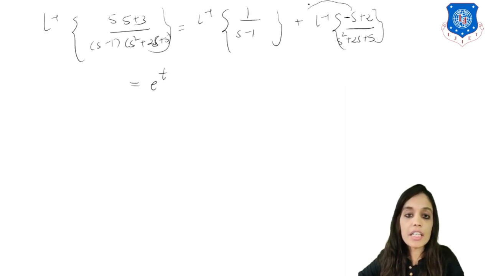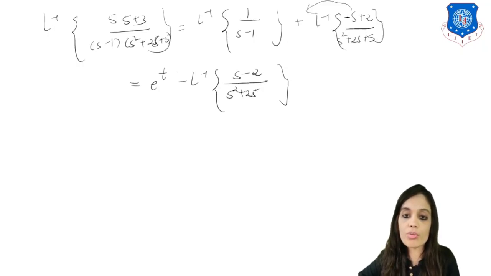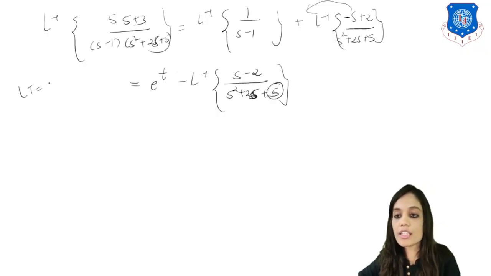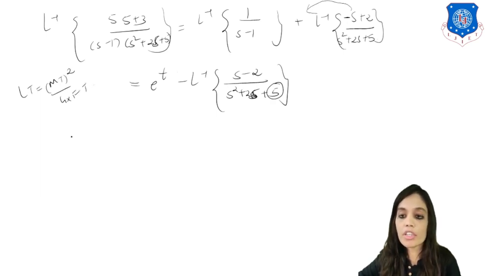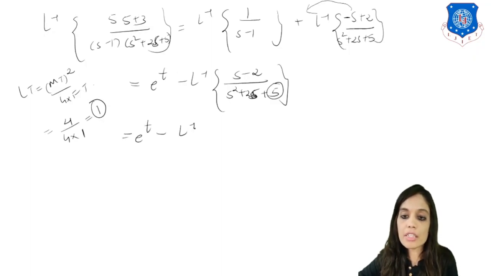Now we will firstly take out minus common, so Laplace inverse of what we will have? S minus 2 upon s square plus 2s plus 5. Done. Now let us set this last term. So last term formula is middle term whole square upon 4 into first term. Here middle term is 2, so 2 square is 4 upon 4 into 1, right? So last term is what? 1.